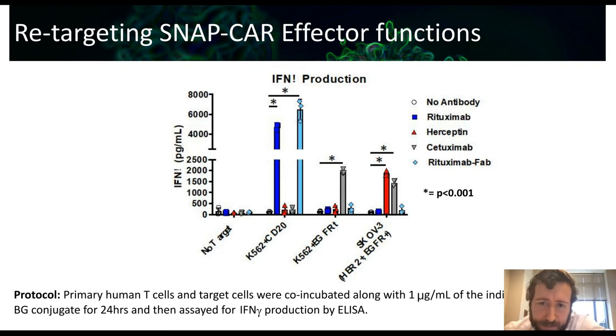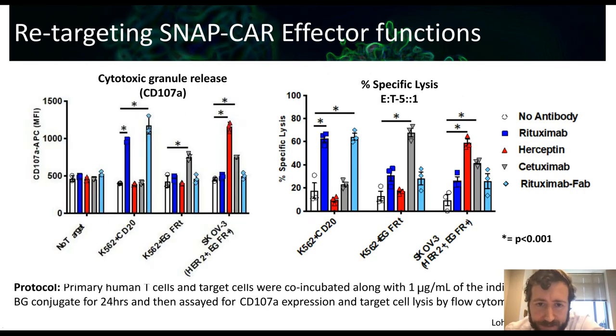And next after this, we want to see, can we actually lyse tumor cells using these universal CAR T cells and adapters? And so in this case, we assayed for two different outputs. We looked at one marker for T cell anti-tumor activity, which is cytotoxic granule release. The marker CD107A becomes upregulated on the T cells.